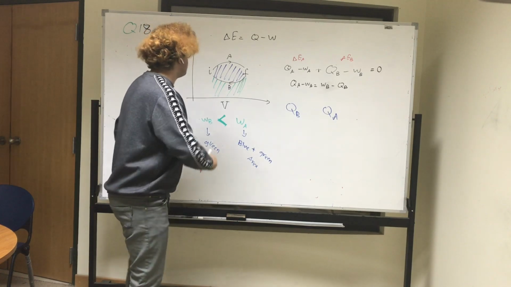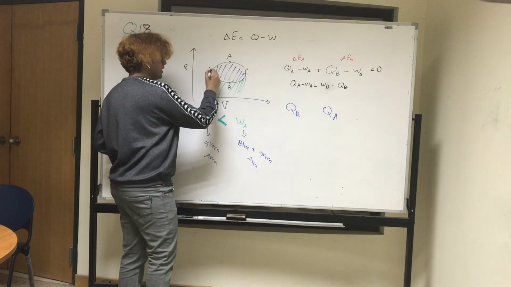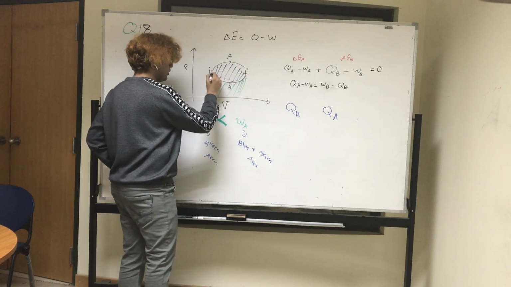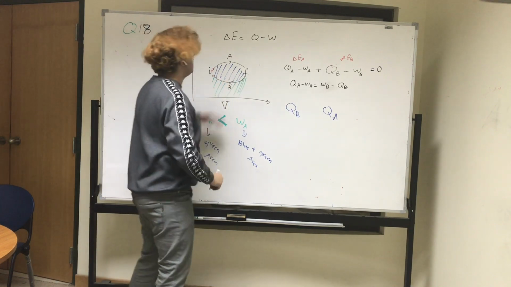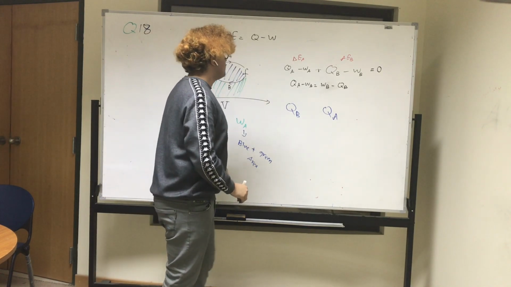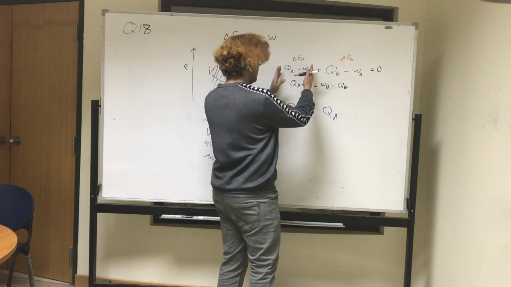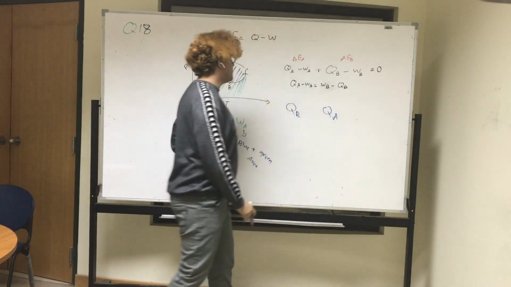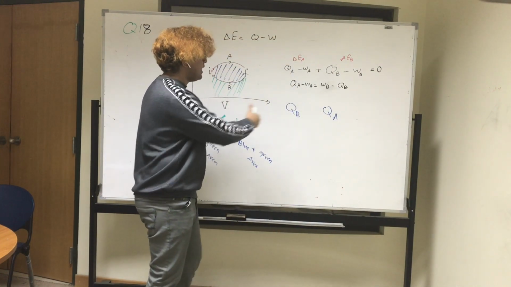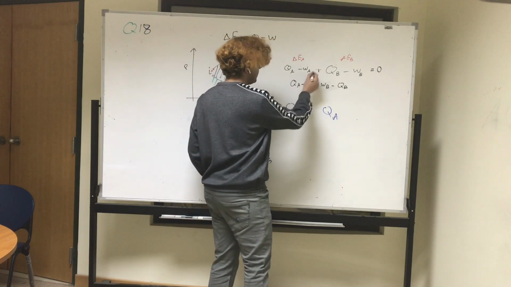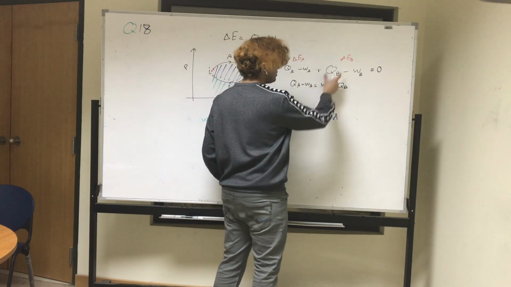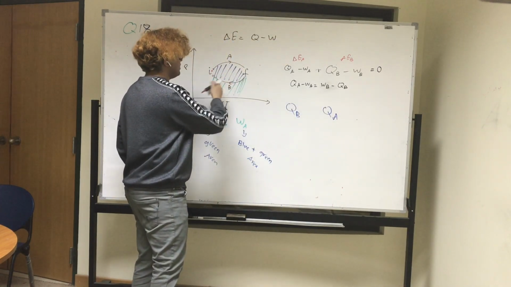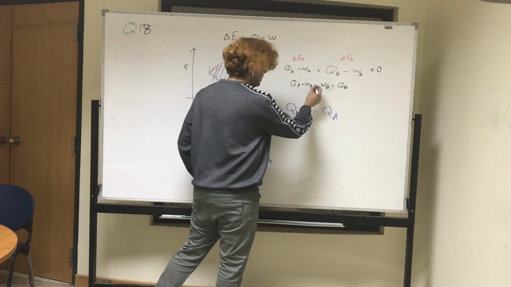And we know that if we start from the same point and we travel along the graph and then we return to the same point, then our change in internal energy must be zero. So the change in internal energy in process A plus the change in internal energy in process B must be equal to zero. So if that's the case, then this value right here must be equal to the value right here. The change in internal energy in both processes must be equal.